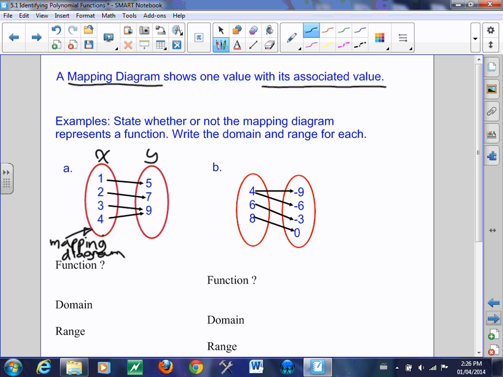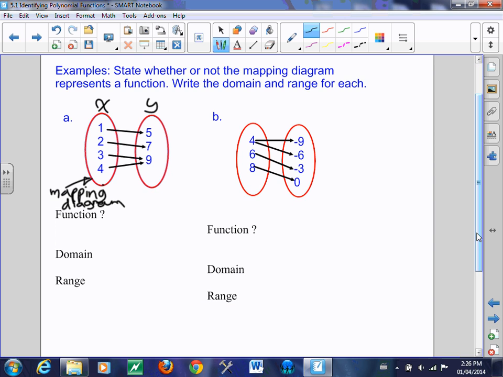The example says, state whether or not the mapping diagram represents a function and write the domain and range for each. Notice the mapping diagram is not a relation. It's not going to be a solid line when you graph it. It's just going to be several points on a graph. So you're going to be listing the ordered pairs. Just remember, if that's the X, this is where we're looking for our domain information. And this is the Y, so this is where we're looking for our range information.